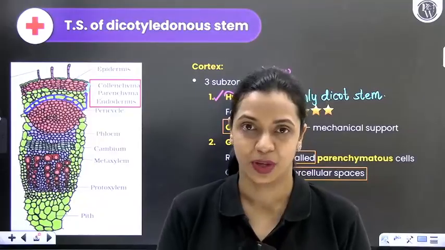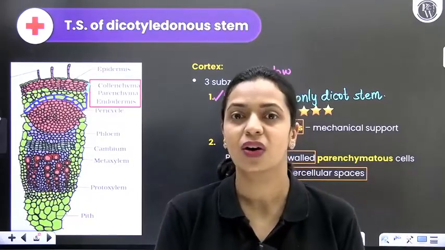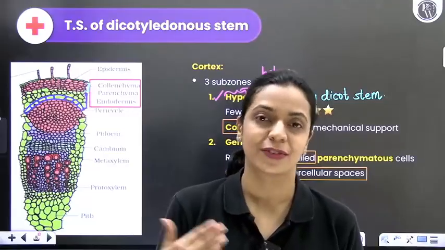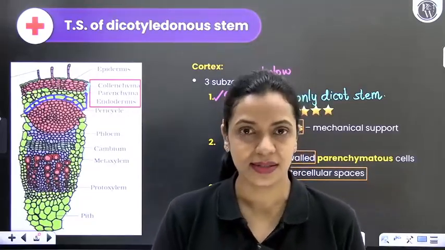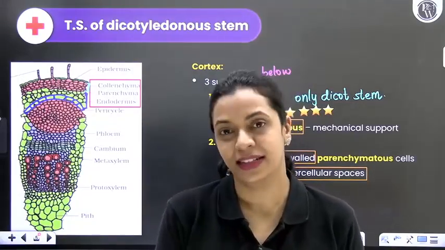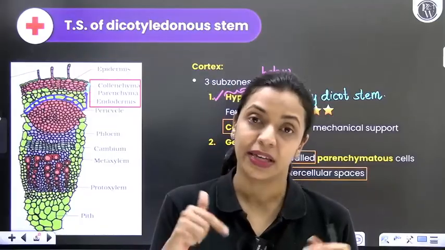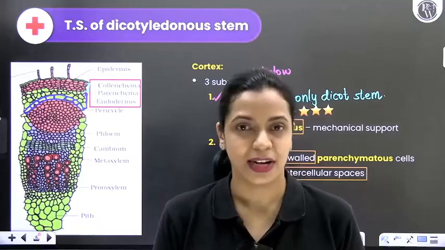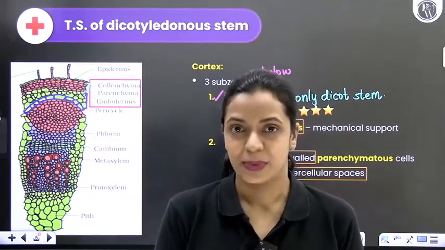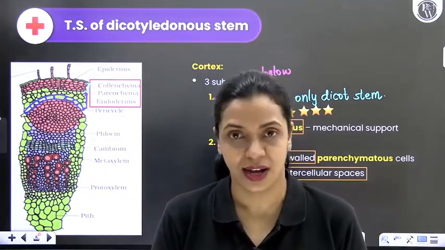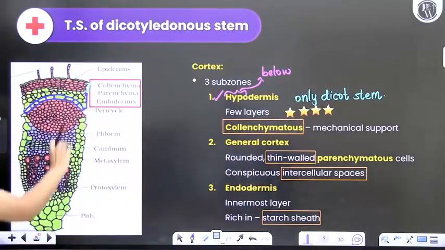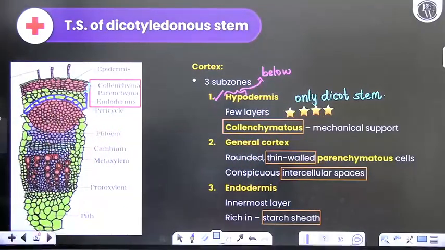Right below your collenchymatous hypodermis is your parenchymatous general cortex. Over here you have thin-walled parenchyma, multiple layers with conspicuous intercellular spaces. Now the innermost layer of this cortex is called endodermis. In the endodermis you will have barrel-shaped cells, rich in starch grains, so you call it starch sheath. That's about the cortex region of your dicot stems.